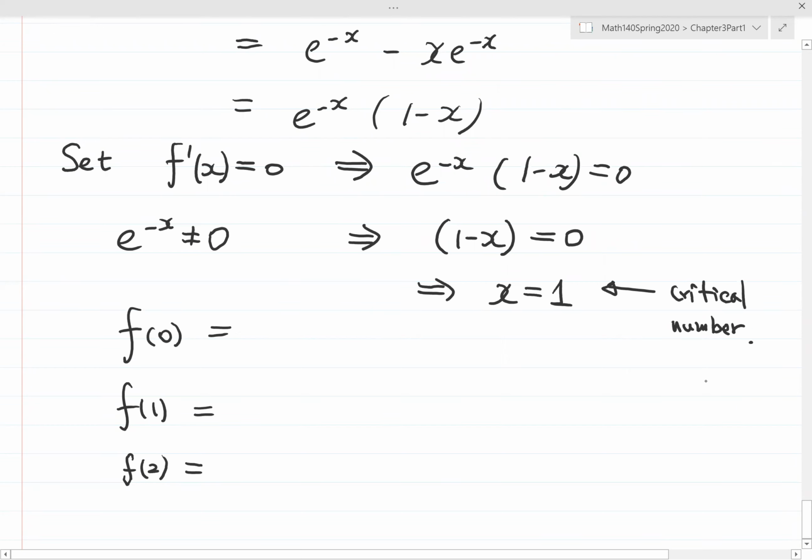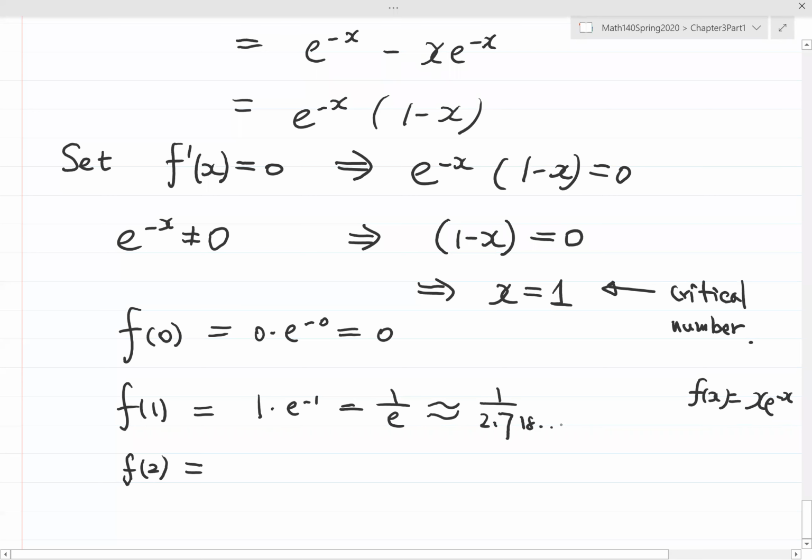Okay, remember the function is f(x) = x e to the negative x. So f(0) is 0 times e to the negative 0. This is 0 times anything, so we get 0. f(1) is 1 times e to the negative 1, so we get 1 over e. Okay, 1 over e, which is around 1 over 2.7.